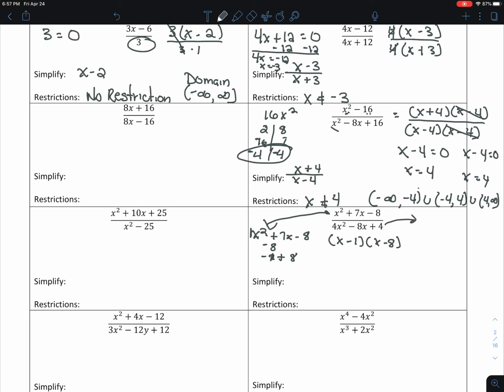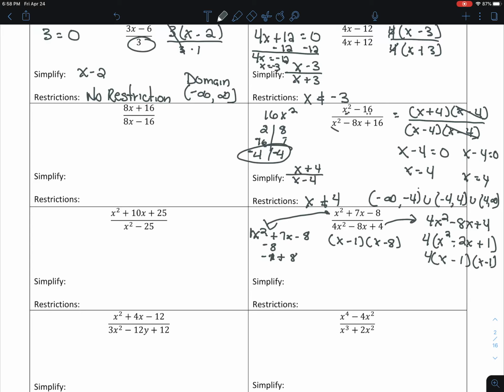And then I have to come over here and factor this one. So I have 4x squared minus 8x plus 4. The first thing I ask is, what is the GCF? So I factor out a 4, x squared minus 2x plus 1. What can I multiply to get 1 and add to get negative 2? That is x minus 1, x minus 1, times 4.